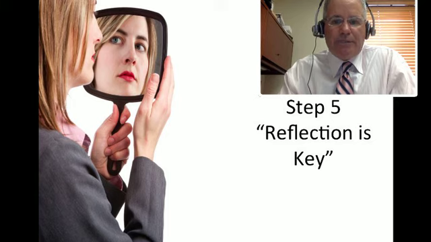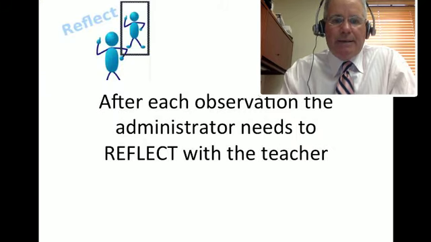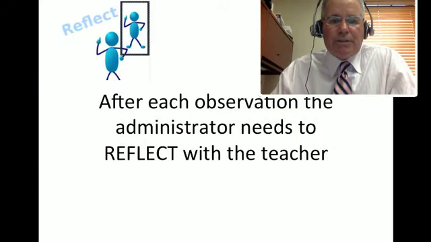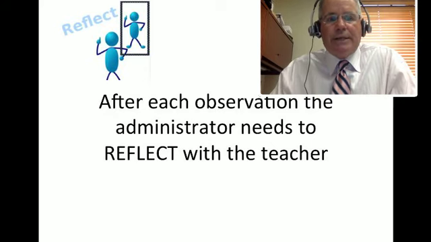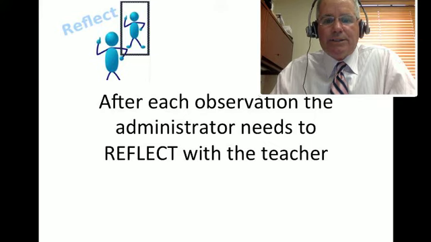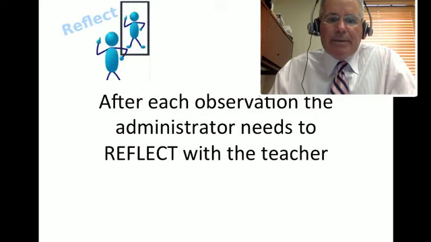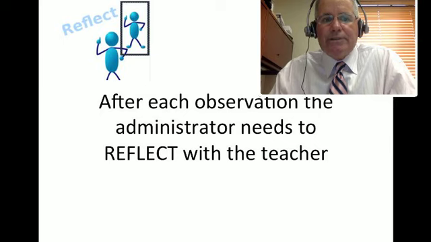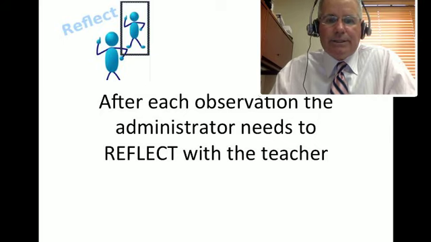Okay, I mentioned earlier the reflection, step 5 being the key. So after each observation, the administrator needs to reflect with the teacher. Now, oftentimes what I'm seeing is the administrator is collecting observational evidence and sending that observational evidence to the teacher in text form, like in a Google form or in a Word document or an Excel document or some type of digital way. And then the teacher responds to the administrator in a digital way. And then the administrator is thinking, well, that's all I have to do for this process. I tell, the teacher responds.